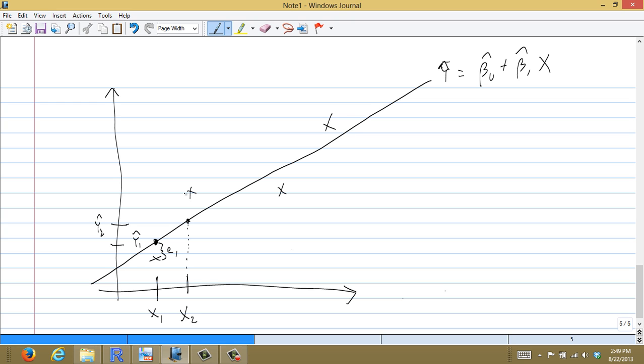And the vertical distance between the observed response for the second observation, y2, and the estimated mean for the second observation is e2. So we have that vertical distance is the second residual. Then you can proceed to denote the remaining third and fourth observations. So visually, that's what these things are doing.